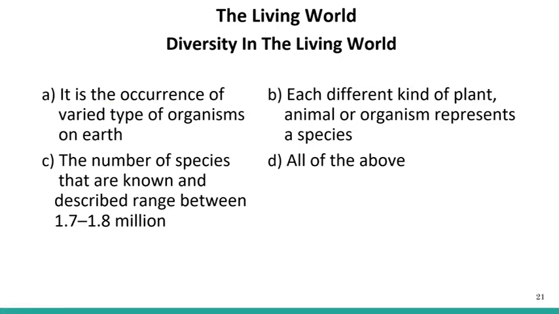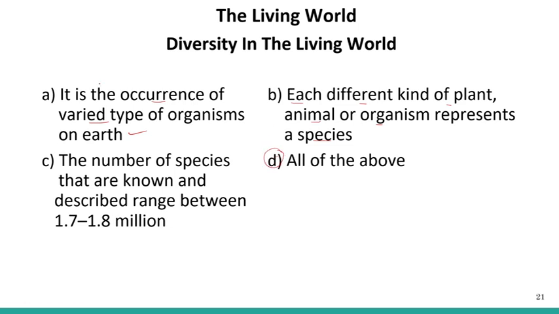So the options are: it is the occurrence of varied types of organisms on Earth. Next option is, each different kind of plant, animal, or organism represents a species. Third option is, the number of species that are known and described ranges between 1.7 to 1.8 million. Last option is all of the above.